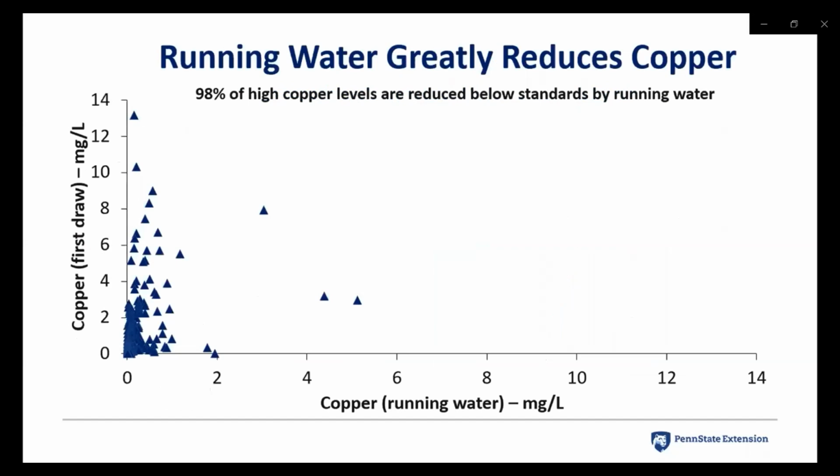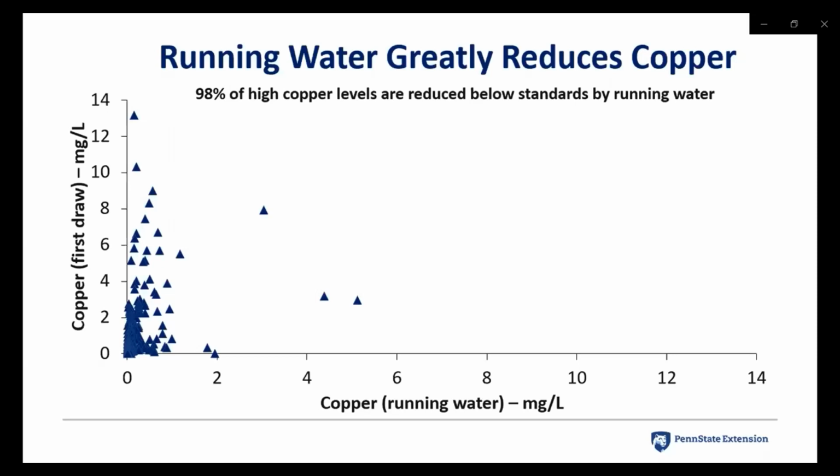The other thing I wanted to point out was how important running the water is in reducing copper and lead concentrations. This graphic shows first draw copper on the vertical axis versus running water copper on the horizontal axis. And what you find is that in 98% of the cases, we can reduce high copper concentrations down below the standards by simply running the water for a minute. And that makes sense because the copper is coming from the plumbing.